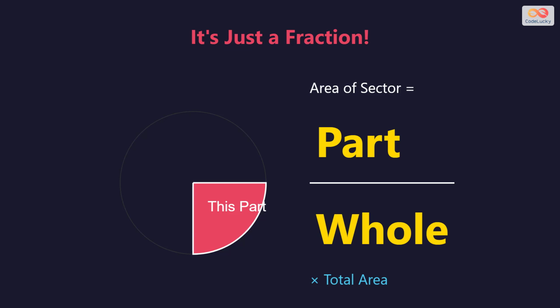Here is the big secret to understanding this topic. The area of a sector is just a fraction of the total circle's area. We are simply taking a part over the whole and multiplying it by the total size of the circle. Let's see how we write that mathematically.